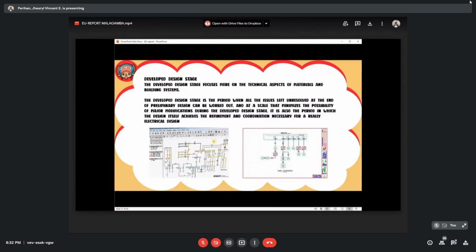So the developed design stage is the period when all the issues left unresolved at the end of the preliminary design can be worked out, at a scale that minimizes the possibility of major modifications during the developed design stage. It is also the period in which the design itself achieves the refinement and coordination necessary for a really good electrical design.